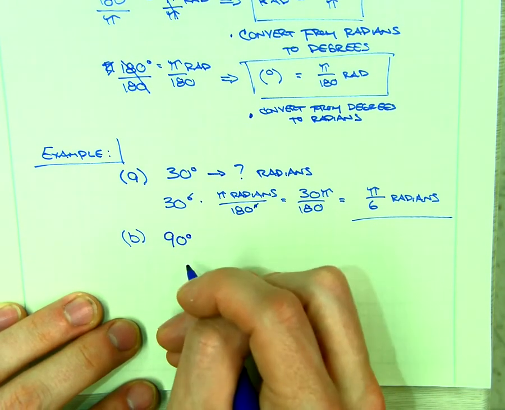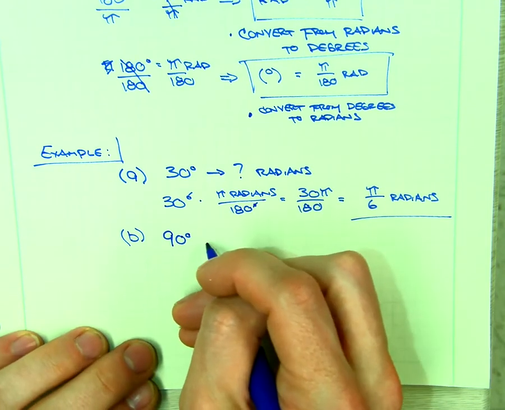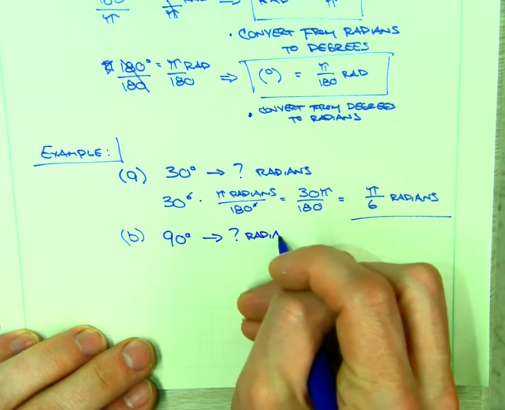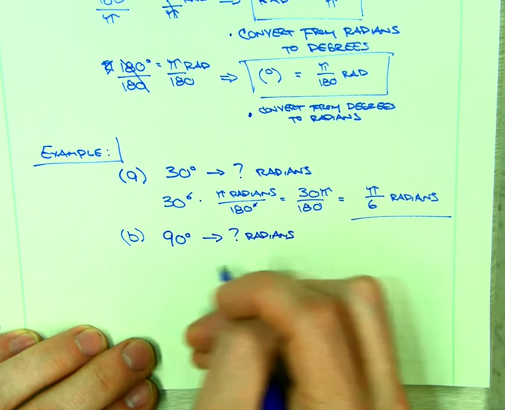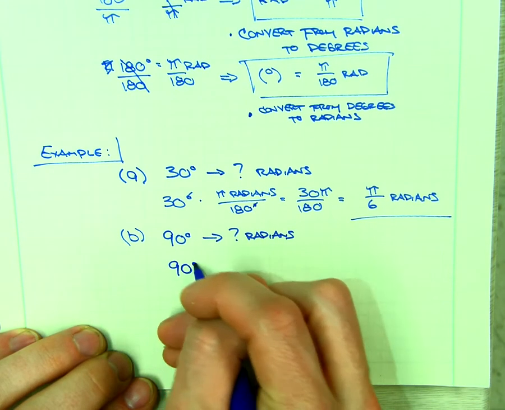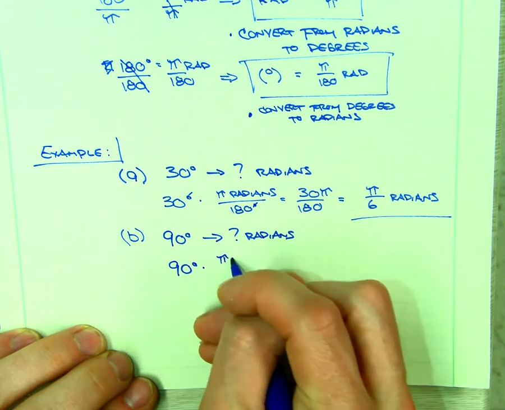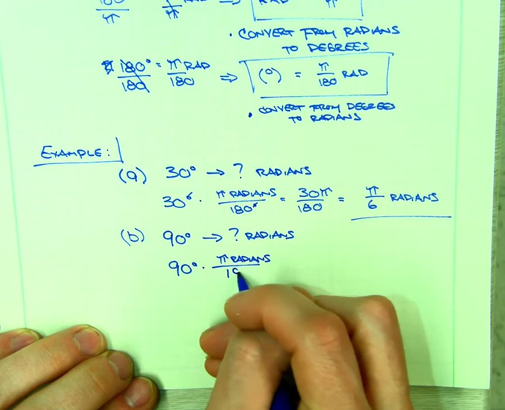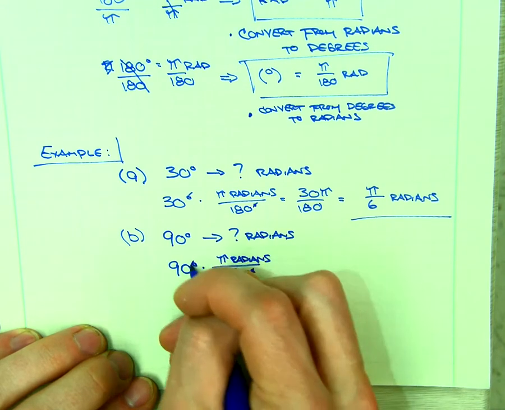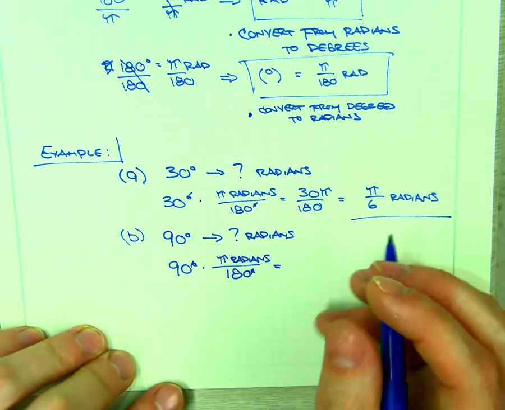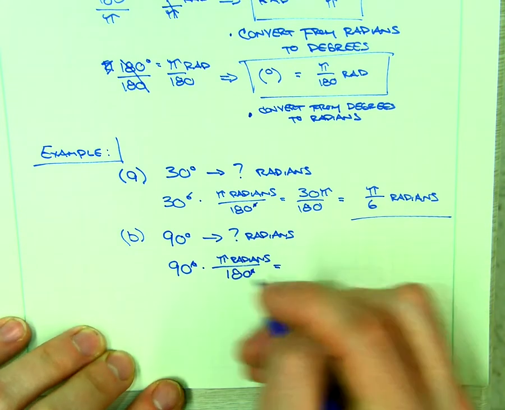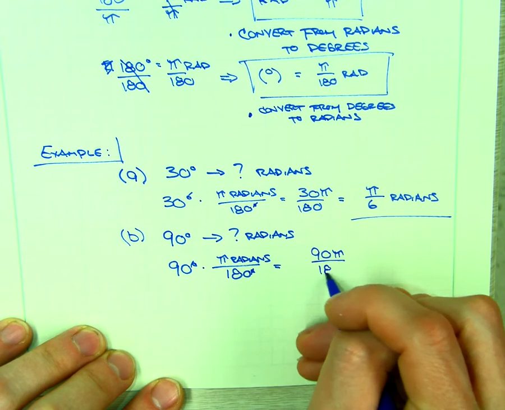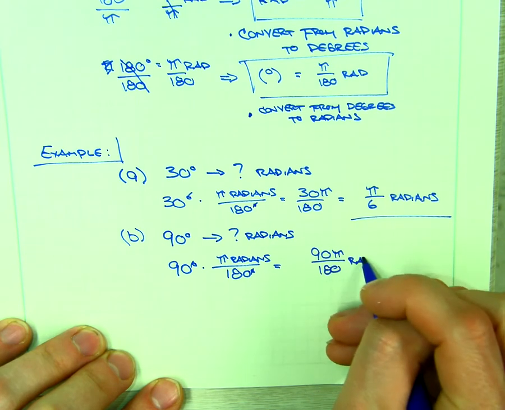Here, problem B, I want you guys to convert 90 degrees into some radians. And so we're going to follow the same steps. So 90 degrees times pi radians divided by 180 degrees. Same thing, units cancel, just like converting from kilometers to miles or whatever. So then we just get 90 pi over 180 radians.